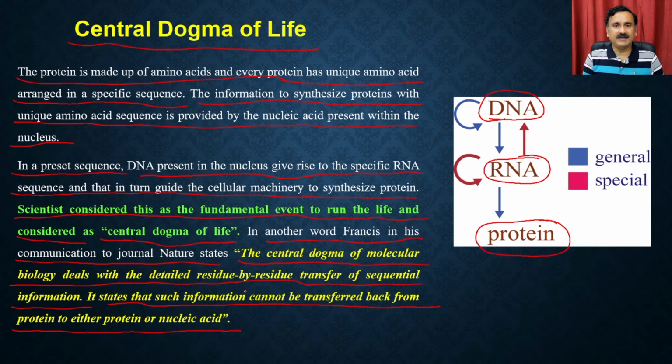What he also says is that the reversal is not possible, which means from the protein you cannot synthesize the RNA, and from the RNA you cannot synthesize the DNA, which we now know is not true, right? Under special circumstances, you can synthesize from RNA to DNA, as well as from protein to RNA, or from protein to DNA. You are going to see that when we discuss more about the central dogma of life.